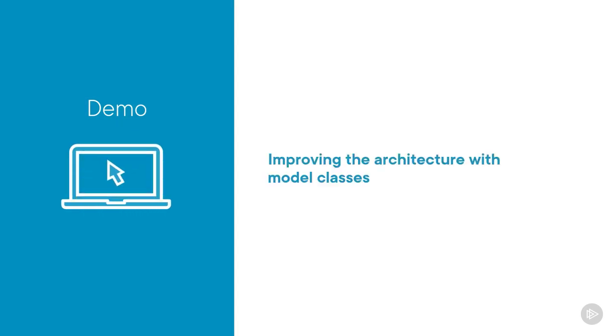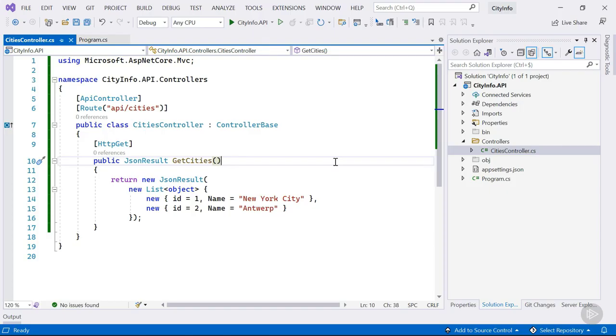In this demo, we'll get rid of returning JSON directly. Instead, we'll create model classes. Like that, we're making the model part of the MVC pattern more tangible. Let's start by adding a models folder.